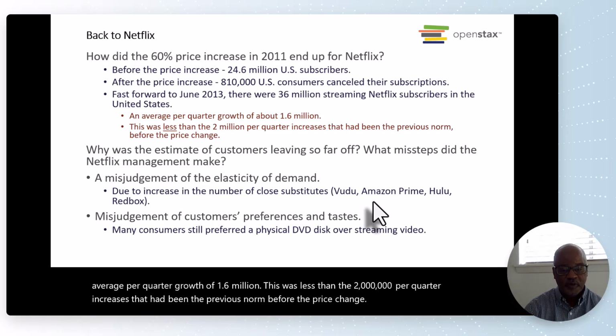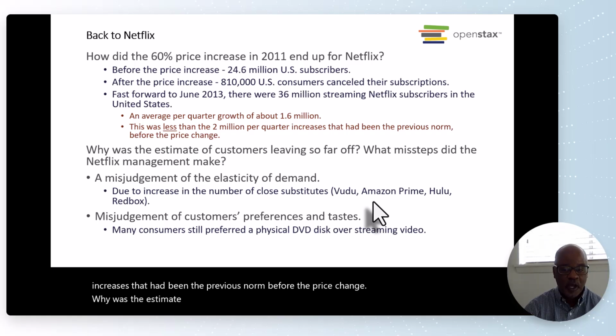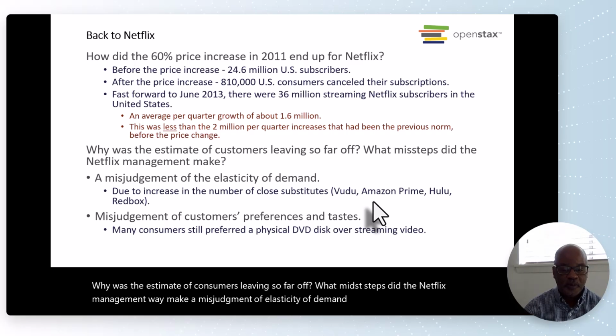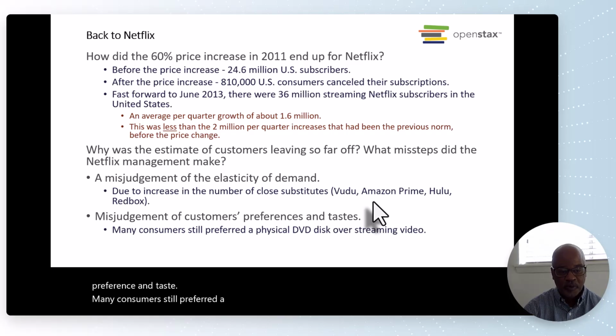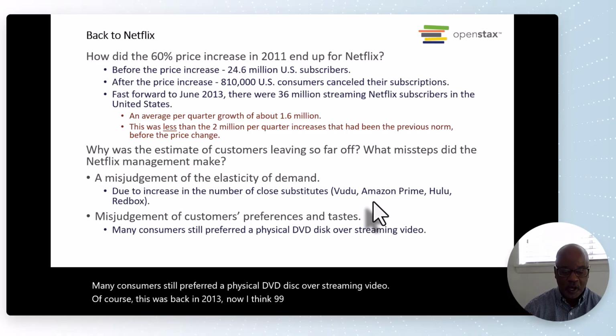Why was the estimate of consumers so far off? What missteps did Netflix management make? A misjudgment of elasticity of demand, due to the increase in the number of substitutes: Amazon Prime, Hulu, Redbox, Vudu. A misjudgment of consumers' preference and taste. Many consumers still prefer a physical DVD over streaming. Of course, it's back in 13 now, 99.9% of our movies are streaming.